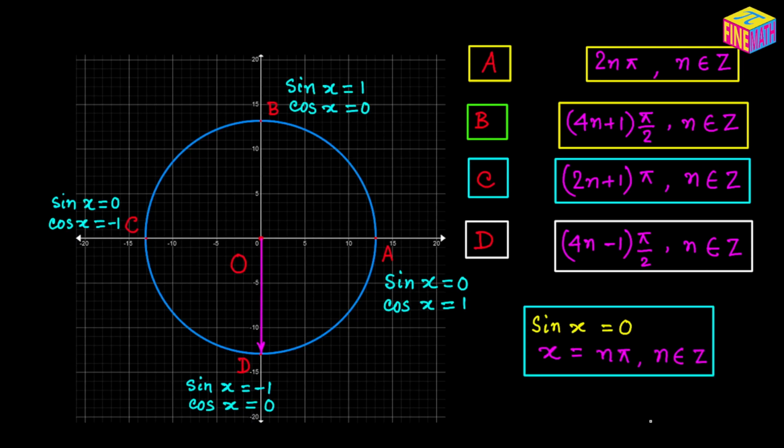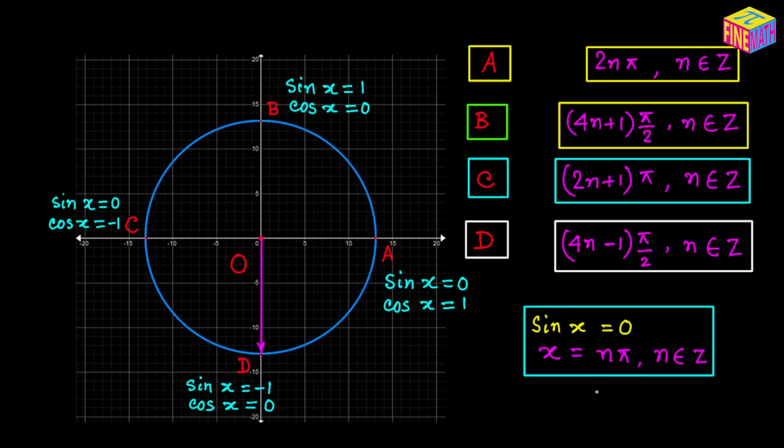So whenever the value of the sine function of an angle is 0, that angle could be any multiple of pi. It could be 0 multiple of pi, it could be positive 1 multiple of pi, it could be negative 1 multiple of pi, it could be positive 2 multiples of pi, it could be negative 2 multiples of pi. So it could be any multiple of pi, right? And that is called the general solution.